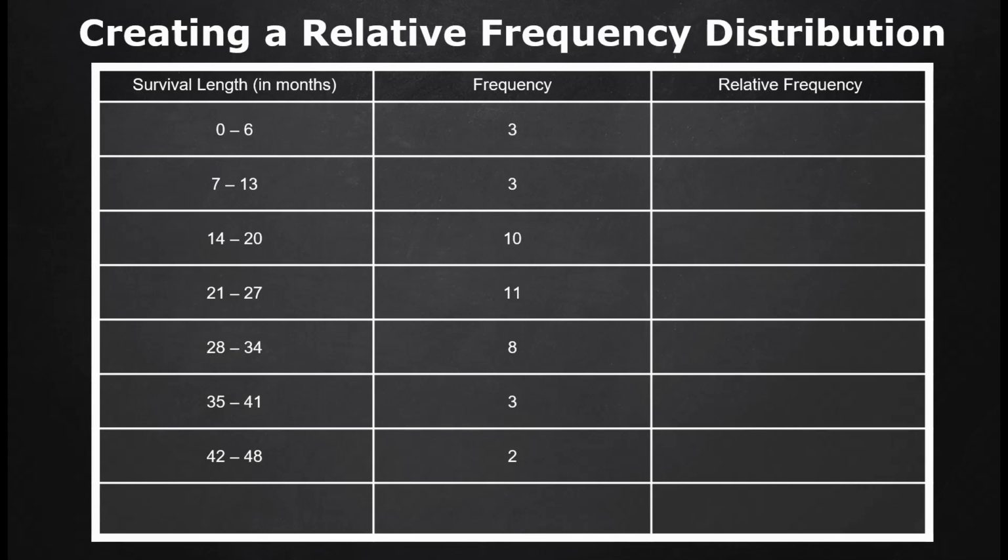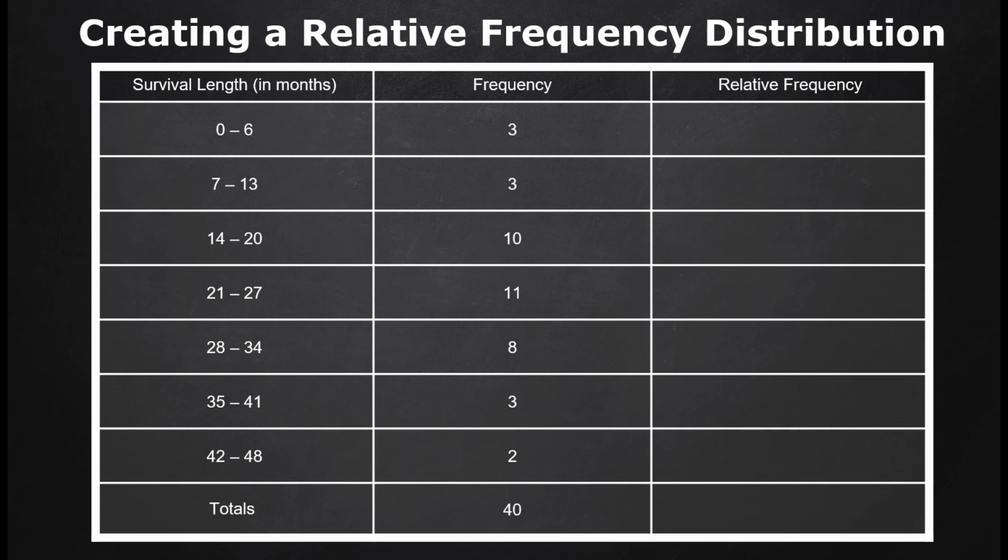Like we mentioned before, we need some totals. The very first thing is we're going to add up all our frequencies. The 3, the 3, the 10, the 11, 8, 3, and 2. If we add them all up, we get 40. And this was already known to us since the beginning. The problem told us that we had 40 patients, so the frequencies should add up to 40.